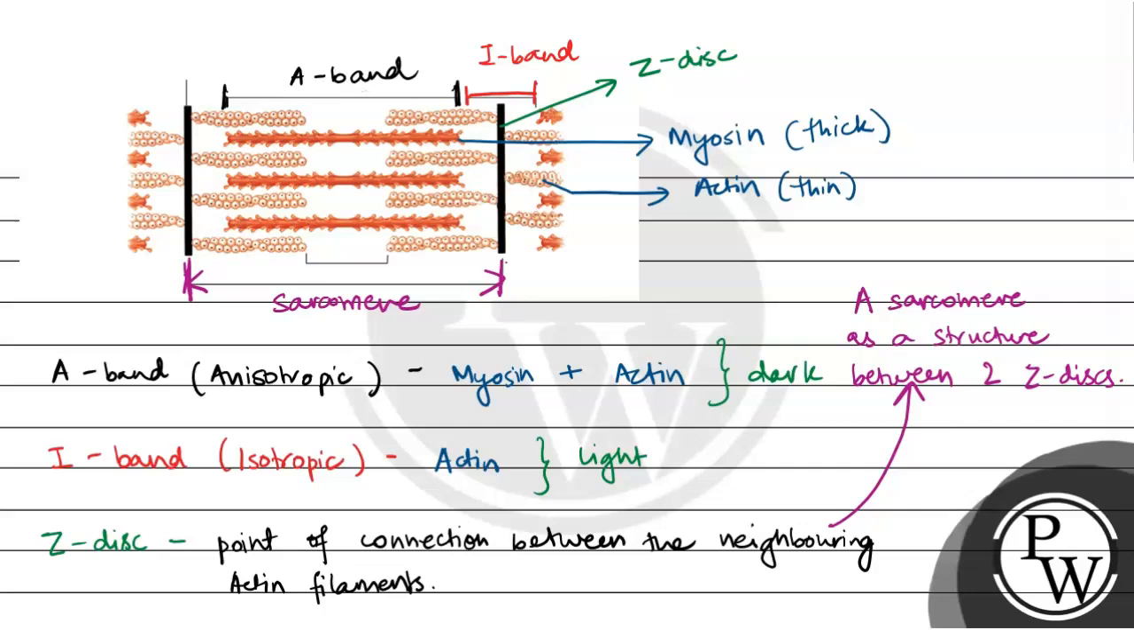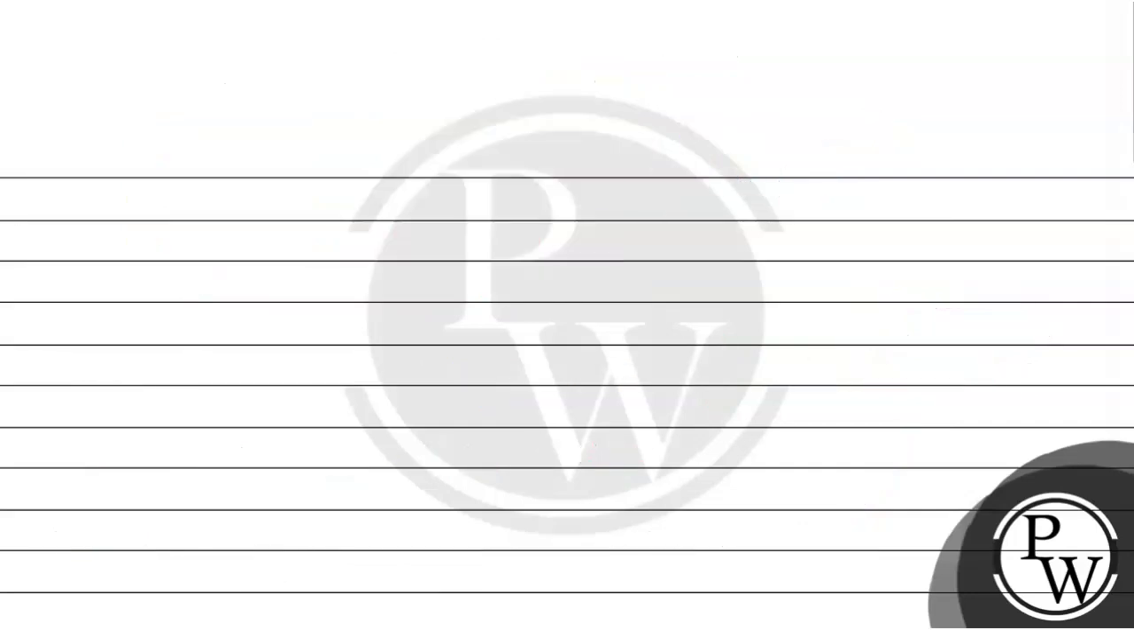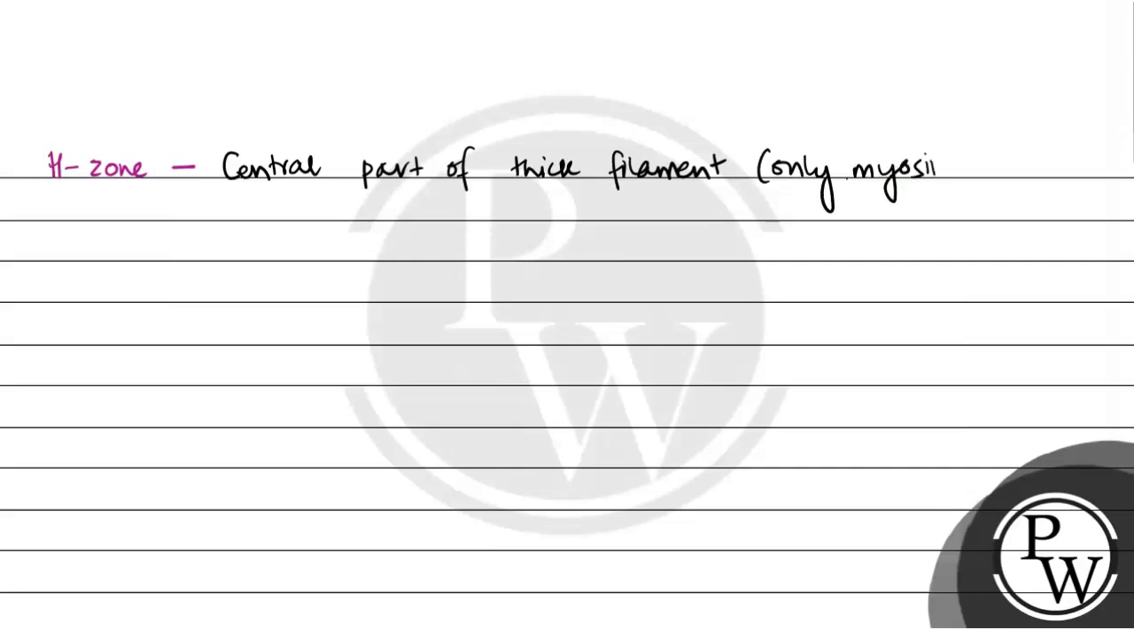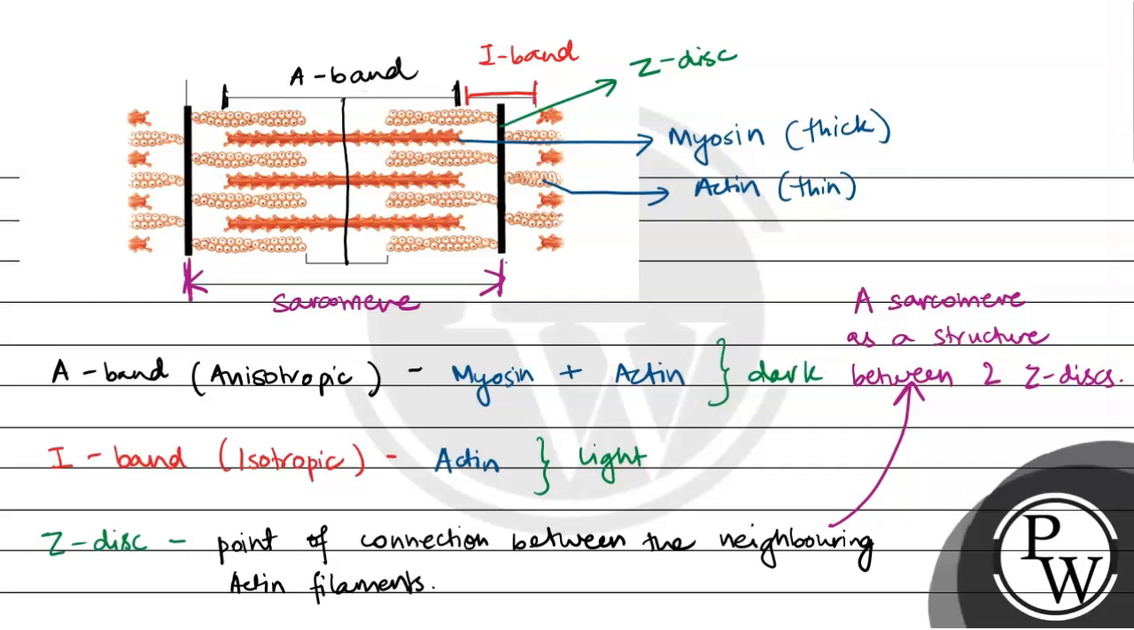Moreover, there is another unit called the H zone. It is the central part of the thick filament, which only contains myosin. The H zone is only this region where actin is not present, just myosin is present. So this is the H zone.